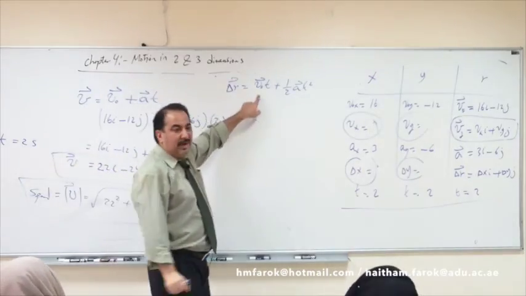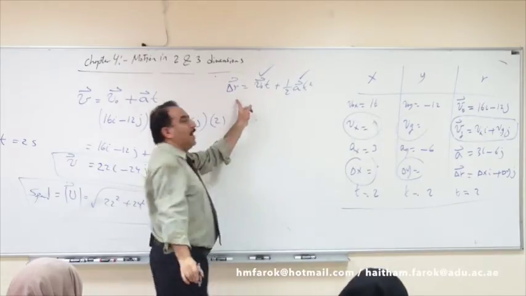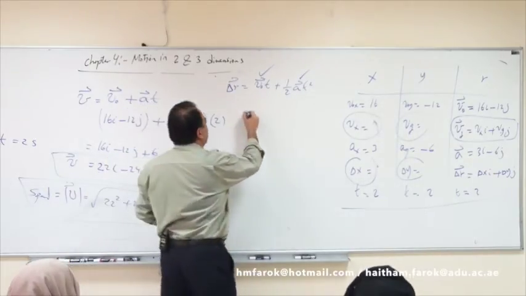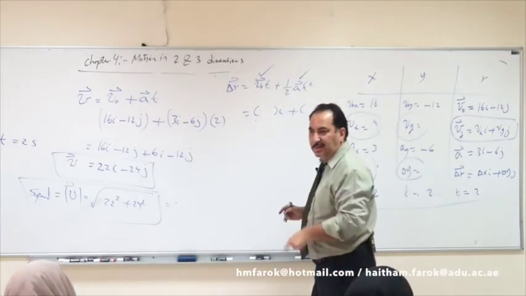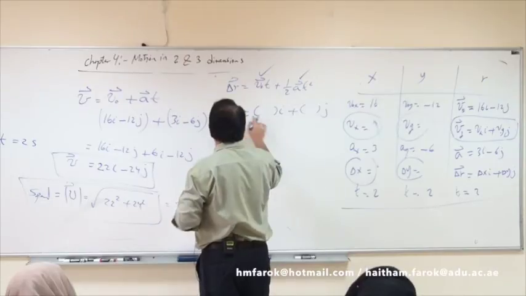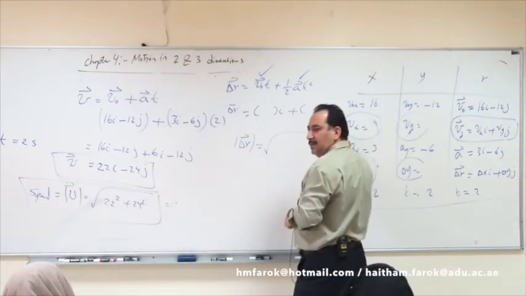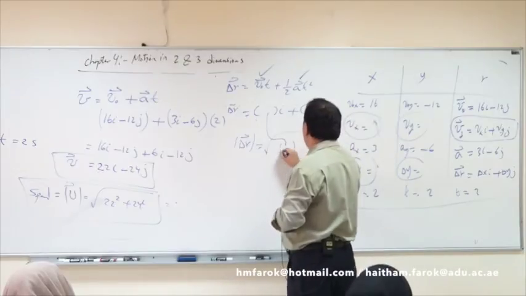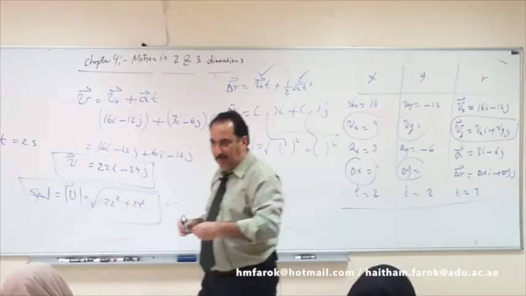Do you know V naught vector? Yes. Substitute, and you find that delta R. When you do that, you'll have I and J. Square them, it gives you how far. So how far means delta R magnitude. This one squared and this one squared. This is an extra question.